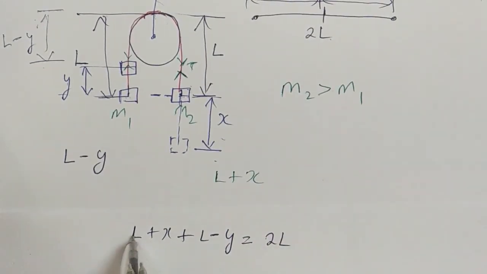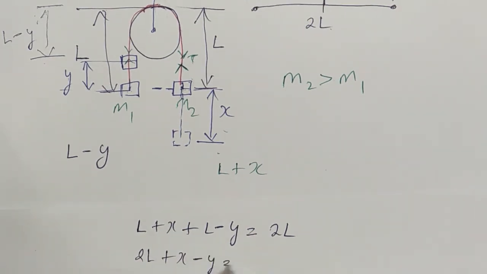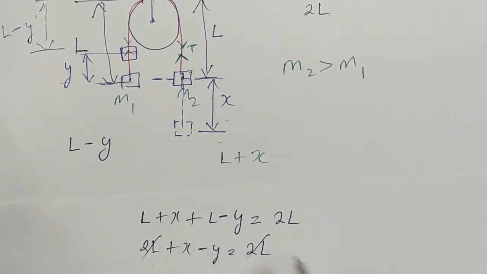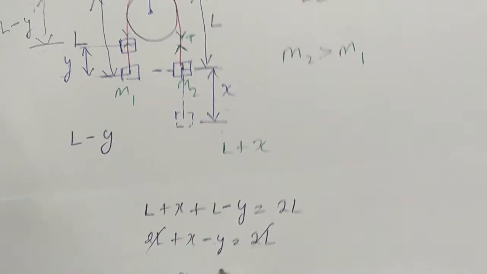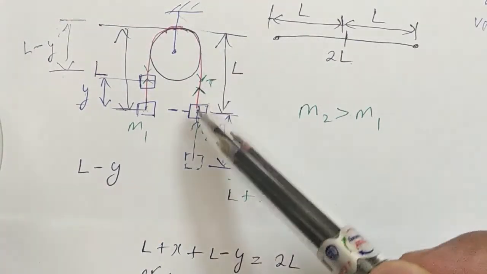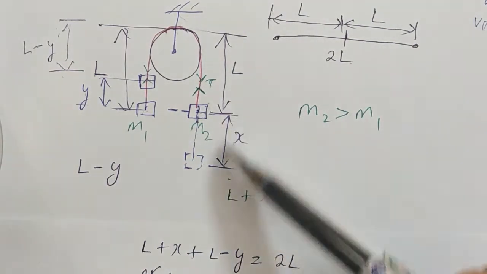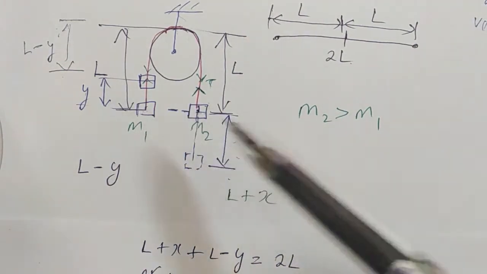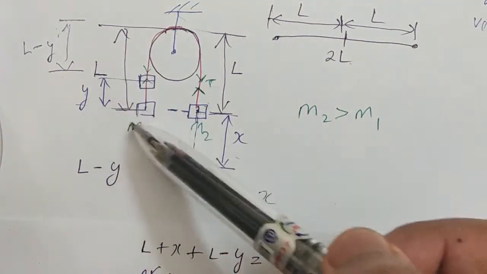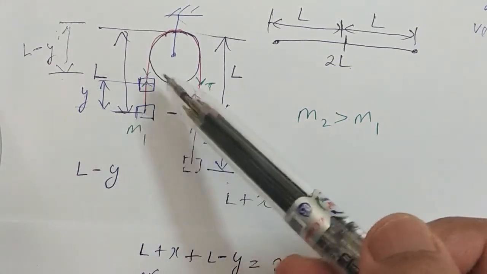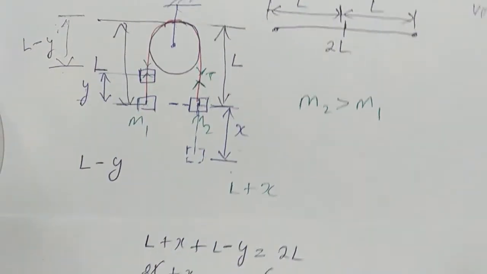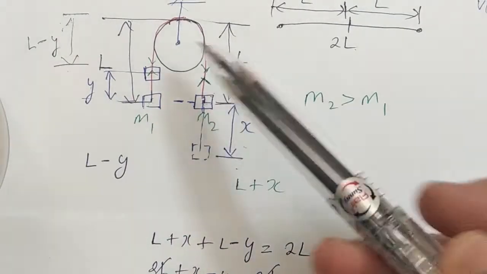So from here, this L plus L will become 2L plus x minus y is equal to 2L. So 2L and 2L get cancelled from both sides. So if you take y this side, then we get x equal to y. Which means that by whatever amount this mass is falling downward, by the same amount this other block will be rising on the other side. That was actually common sense.